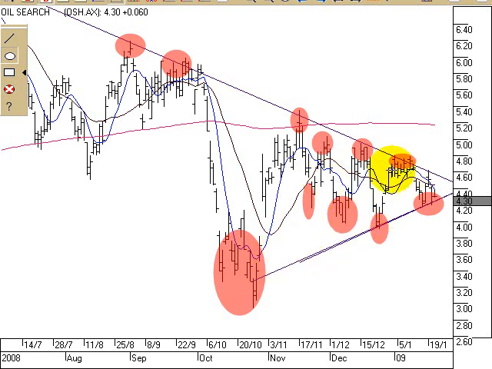But right now, it looks like it's maybe forming a bit of a head and shoulders formation. We can see that the market came down, formed the left shoulder, came down, formed the head, then the right shoulder. This might end up exploding to the upside.